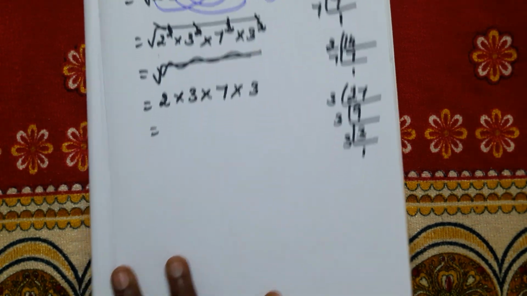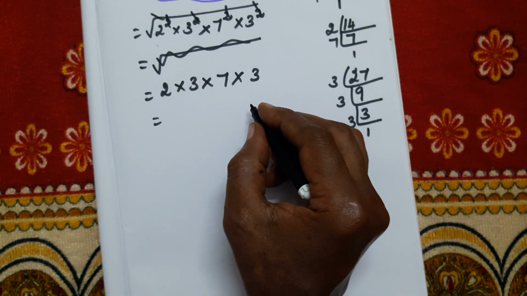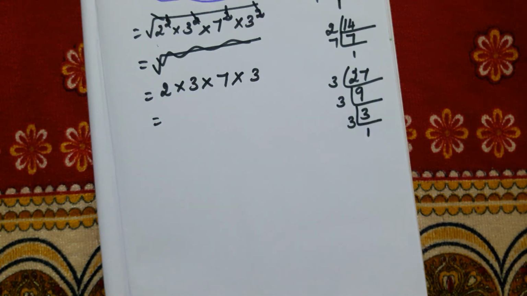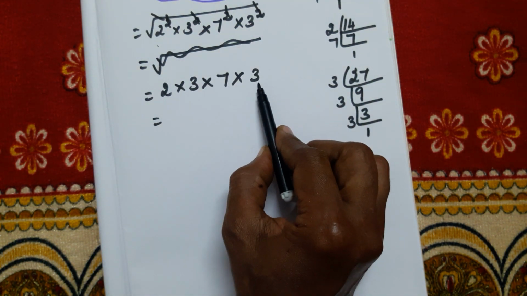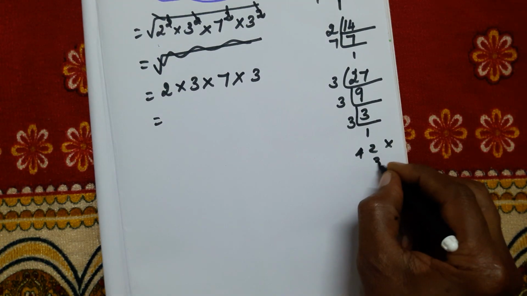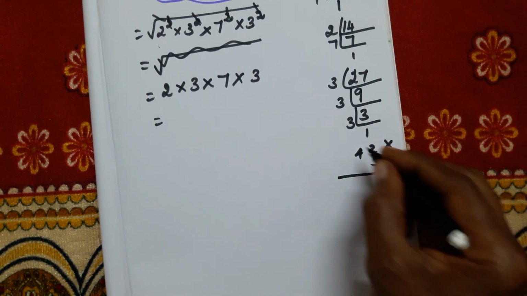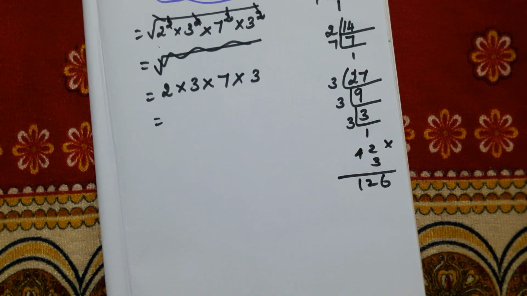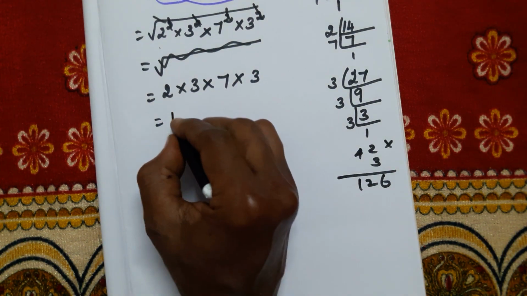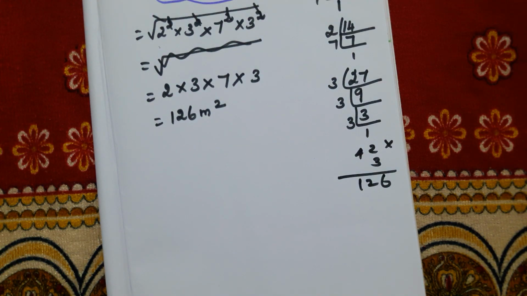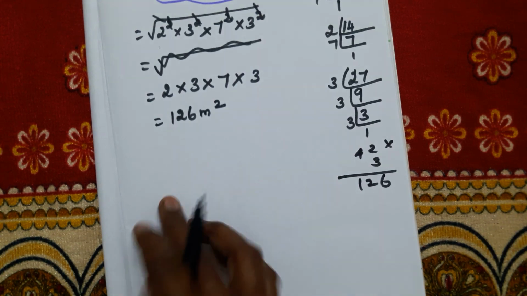2 threes are 6. 6 sevens are 42. Next, 42 into 3: 3 twos are 6, 4 threes are 12. What's the answer? 126 square meters.